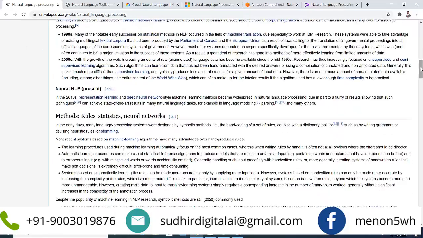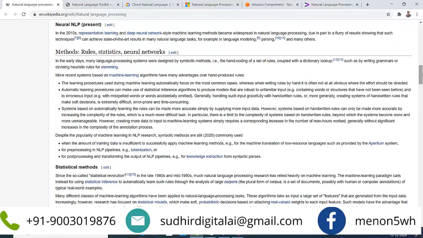In neural NLP, we're looking at representation learning and deep neural network style machine learning methods. Okay, and then we start using that. Okay, what are the methods we use in NLP? Basically we use rules, statistics, and neural networks. If you have programmed this, you understand what it means. Okay, the learning procedures used during machine learning automatically focus on the most common cases, whereas when writing rules by hand it is often not at all obvious where the effort should be directed. So this is where the NLP methods got started.